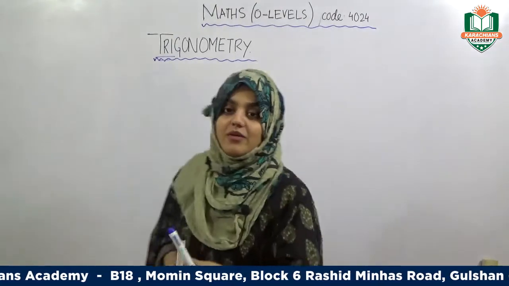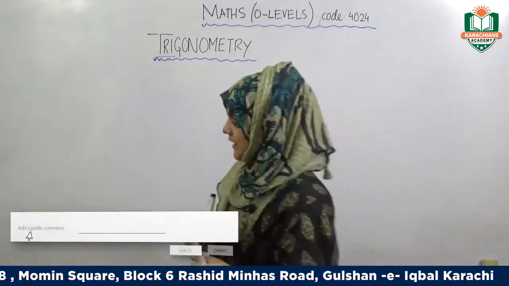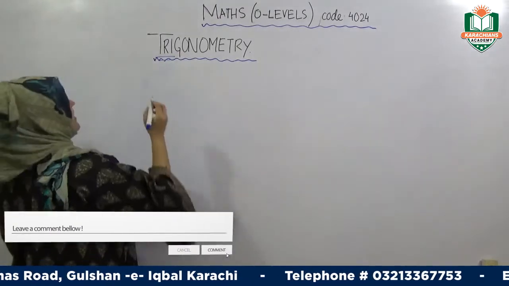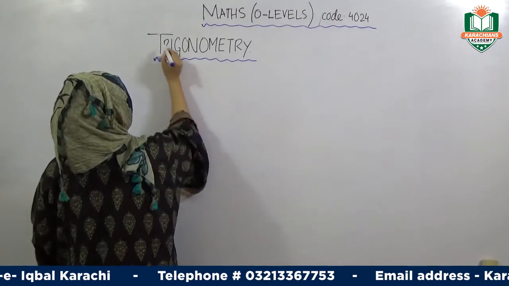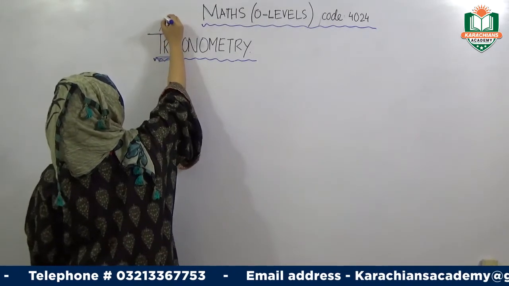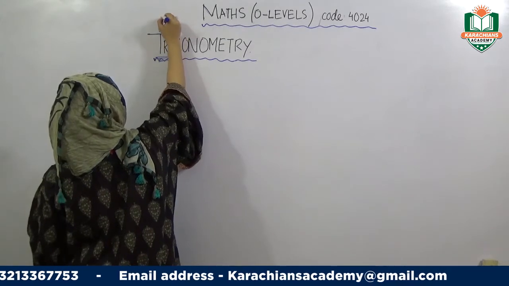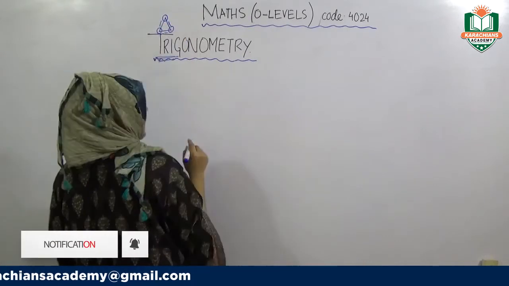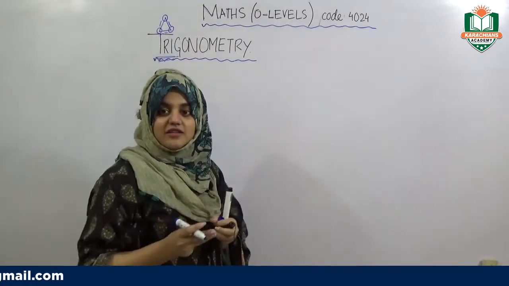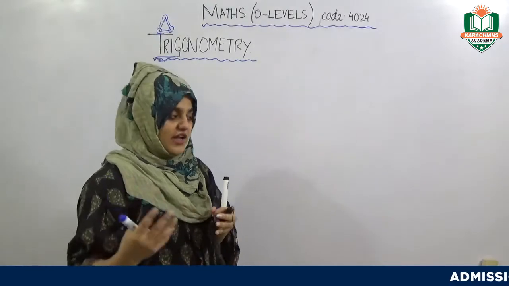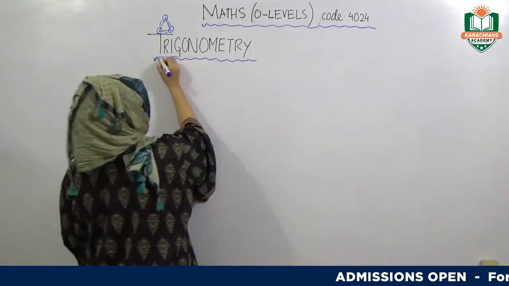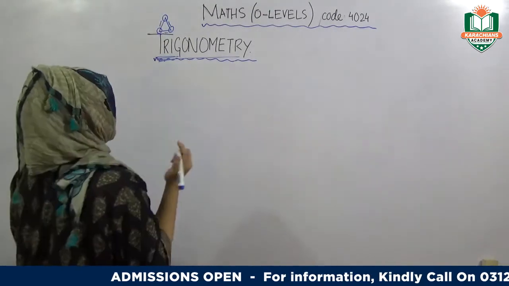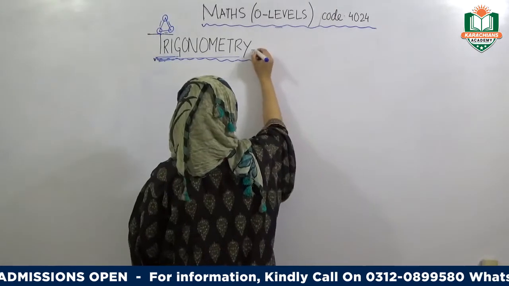Today we will be covering trigonometry. Why do we say trigonometry? A triangle is a shape consisting of three sides. Any shape with three sides or three angles is considered a triangle. Studying triangles is known as trigonometry.